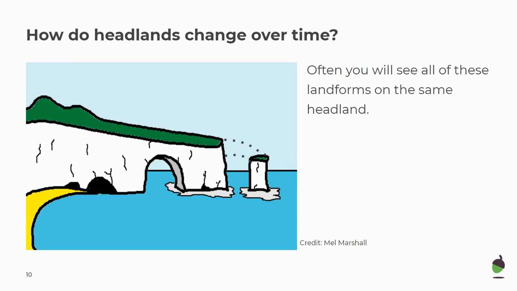Sometimes you're going to see all of these landforms on the same headland. So here, if we start at the left of the picture, we've got a small cave, then there's a larger cave, then we've got an arch, there's some faults in the end of that headland, and we've got a stack at the end. Something that's interesting as well is around the bottom of that arch and the bottom of the stack, we've also got a wave-cut platform going on here.